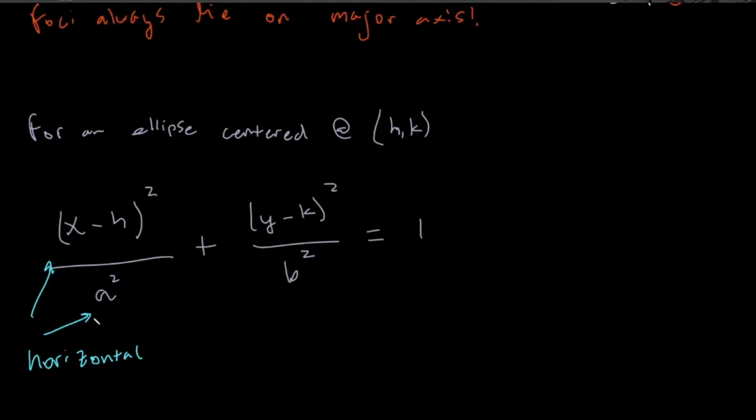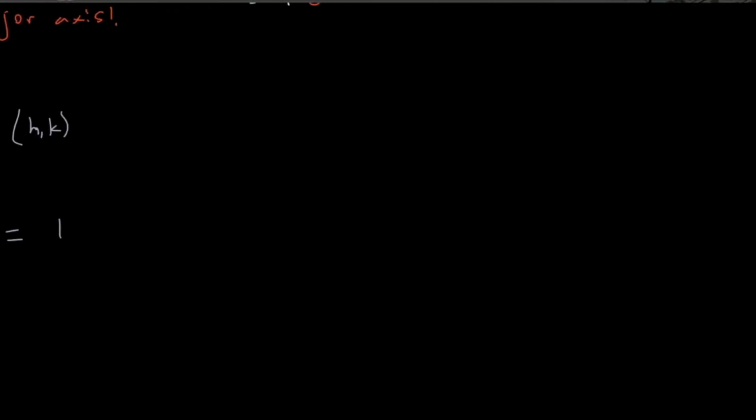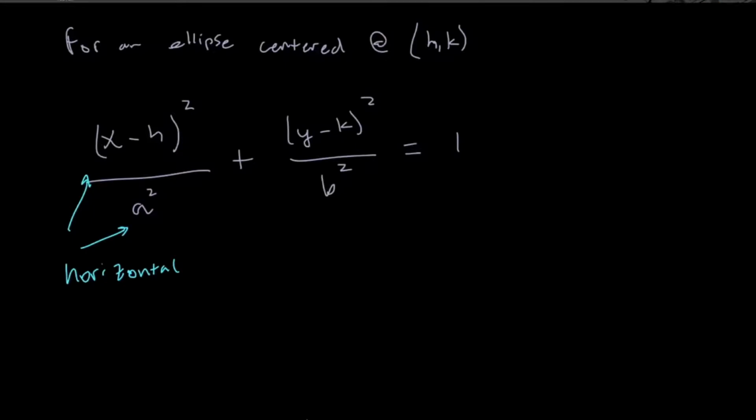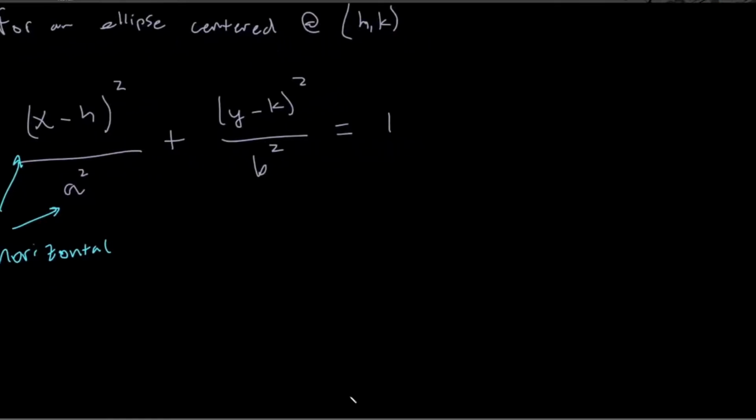So a squared is always the bigger quantity. Whichever fraction has the bigger denominator is the major axis. So this happens to be a horizontal ellipse, but if I want it to be vertical, I just switch a and b. So let's see, what do I want to do? I want to leave that there so we can see it. Let me box it.